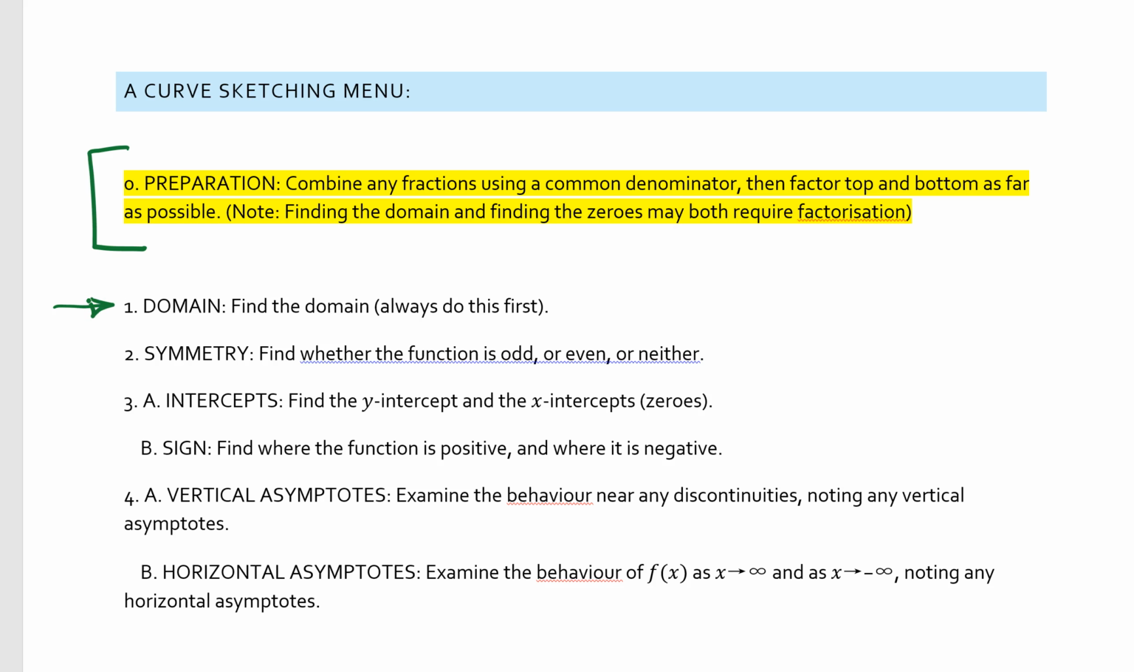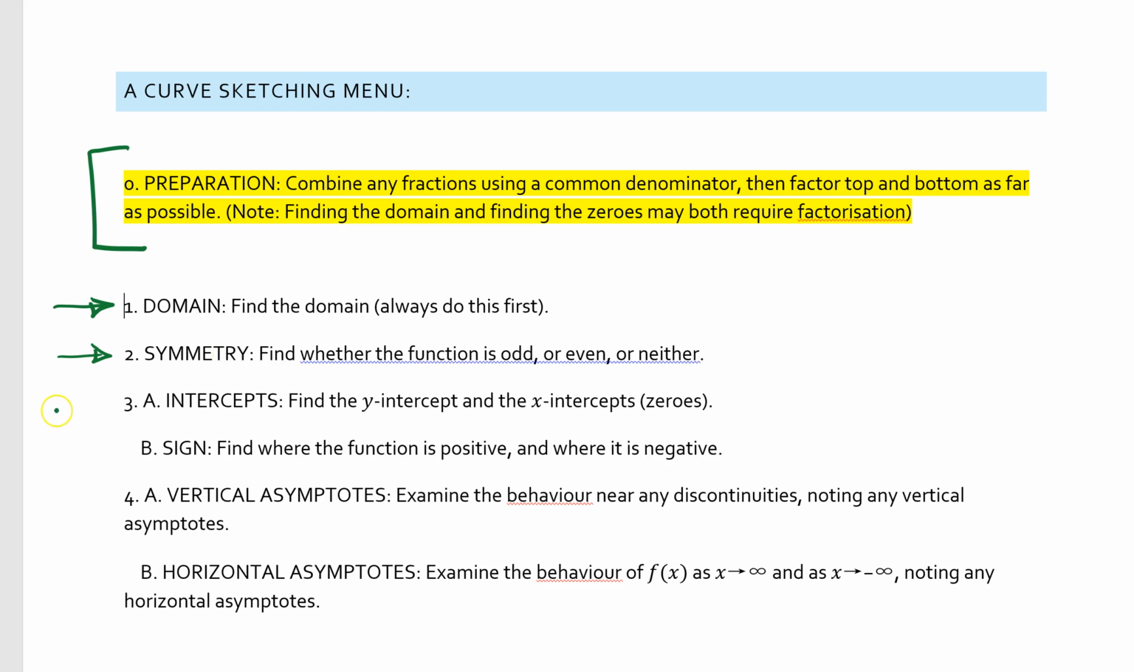So the usual restrictions on the domain are x values which we can't calculate a y value for. So zeros on the bottom, square roots of negatives, they're our two most common ones. Now the text then says symmetry next. Find whether the function is odd, even, or neither. To be honest, I wouldn't rate this step so highly.